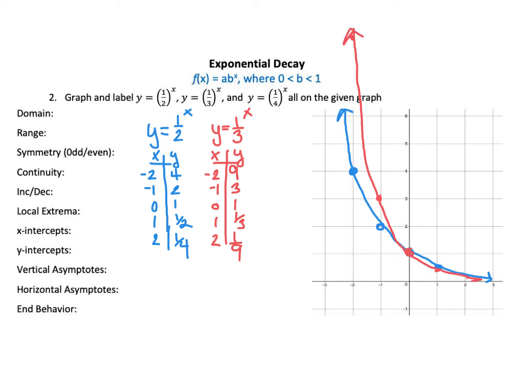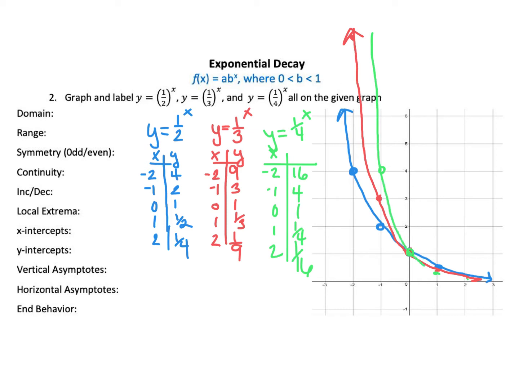And finally, y equals 1/4 to the x. Let's analyze the same points for this function. So to the negative second power would be 16, then 4, 1, 1/4, and 1/16. Let's plot those and sketch my curve. And again, I see that it's decreasing at an even faster rate because that base is smaller.